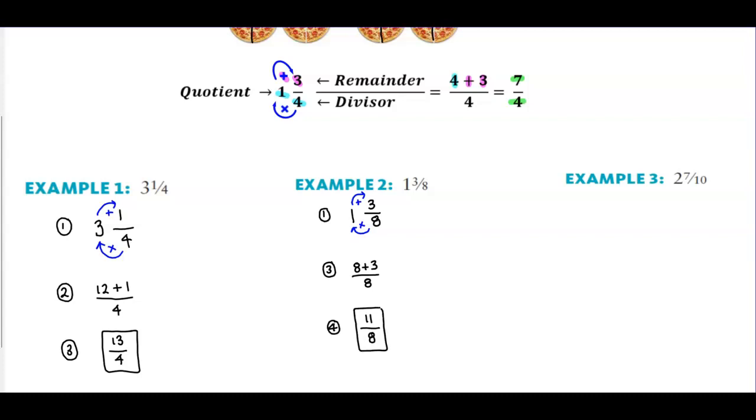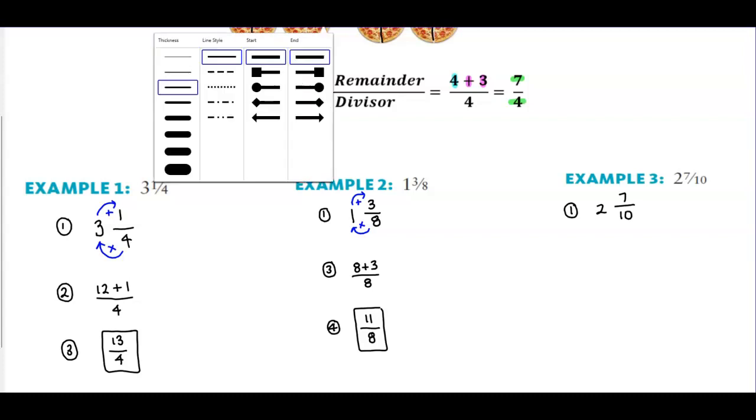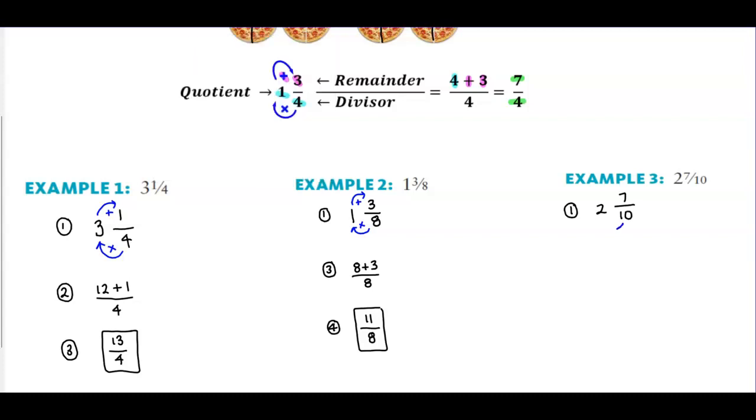Okay, let's take a look at the last example. We have 2 and 7/10. So again, we're going to take 10 and multiply it by 2. And then whatever we get from that, we're going to add 7. So 10 times 2 is 20. And then we're going to add 7, and put it over the denominator, which is 10. And so therefore, 20 plus 7 is 27 over 10. And there is our improper fraction.